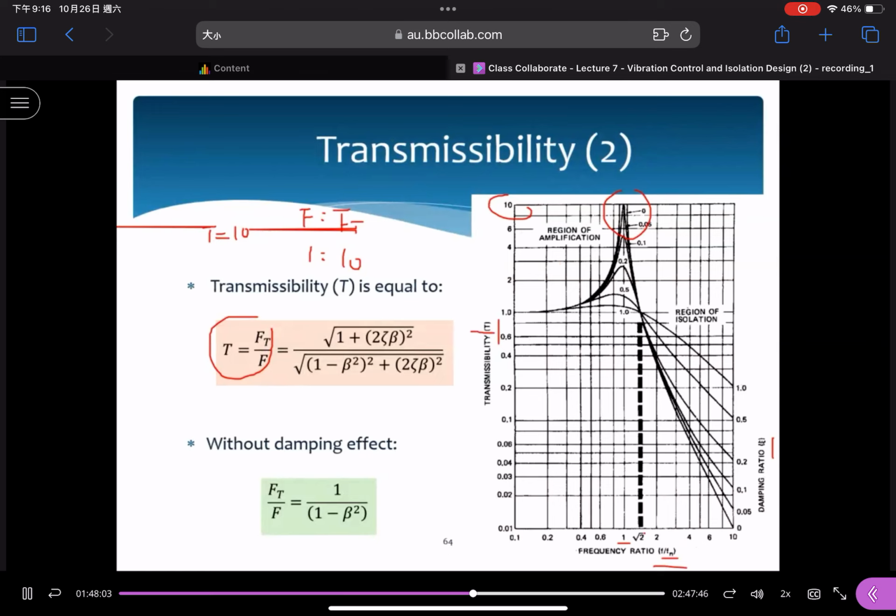How to design an appropriate system? We need to make sure that the frequency ratio must be equal to √2. At √2, the transmissibility is equal to 1. More than √2, it is less than 1 when you refer to the figure here. Okay, can you observe this one? When the value is larger than √2, we can go to the regional isolation. Okay, this is what we want to achieve. And the damping effects, when you refer to this one, when you increase the damping ratio, you can observe the different characteristics of the system.